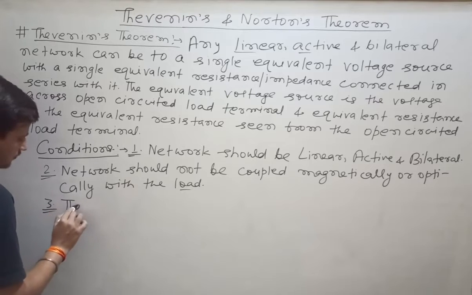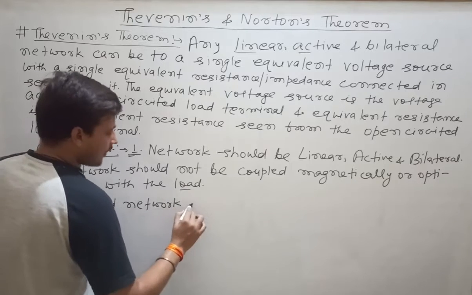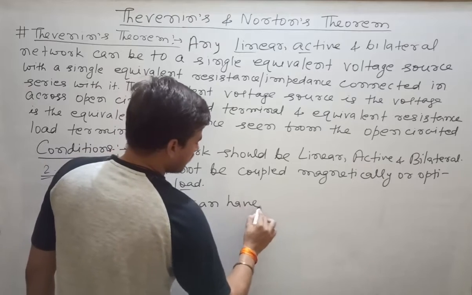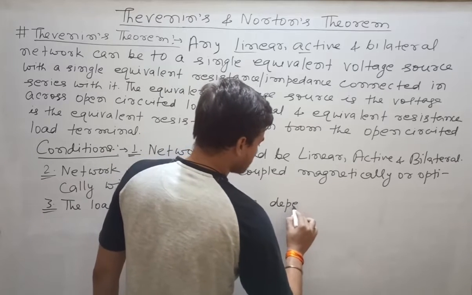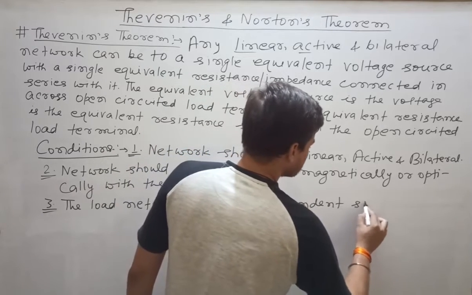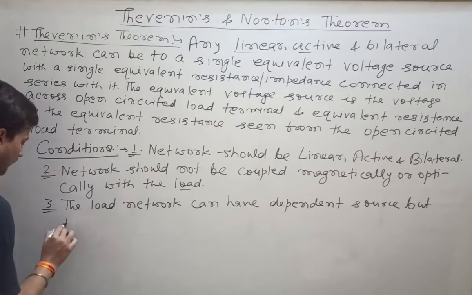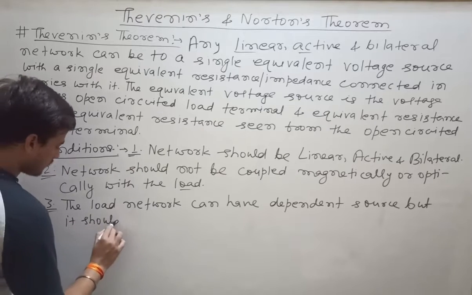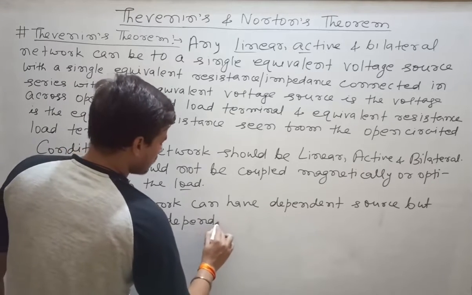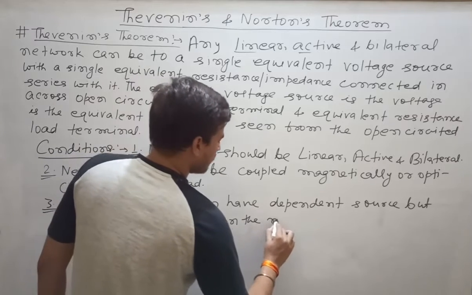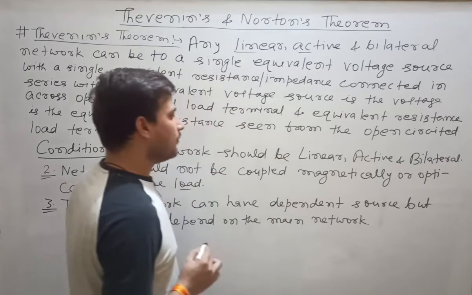Third condition is the load network can have dependent source, but it should not depend on the main network.